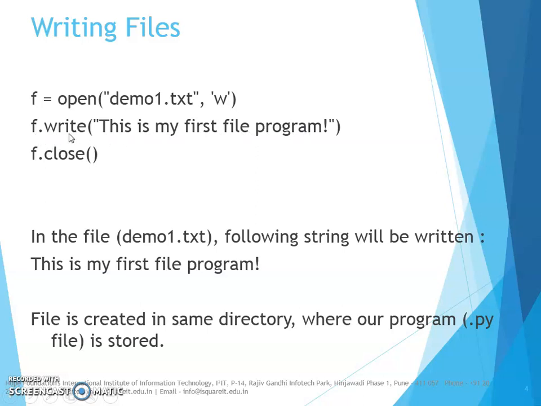Once this method is called, the file will be created in the same directory where we are storing this program, that is where we are storing our .py file. If you check that file, for example, in this case it is demo1.txt, and open this text file, you will get this string, "this is my first file program", written in that file. And then, as we have studied in the previous session, we have to close that file.